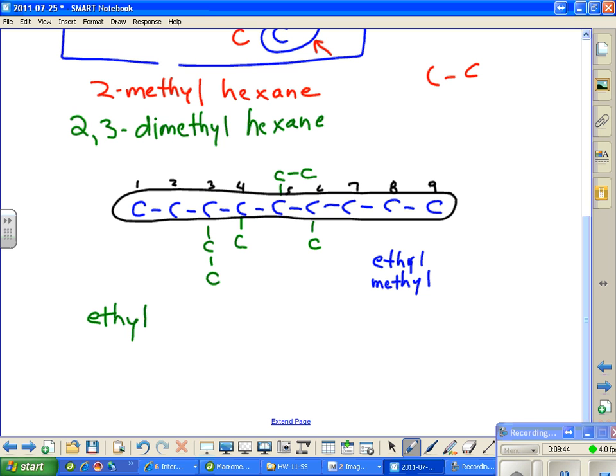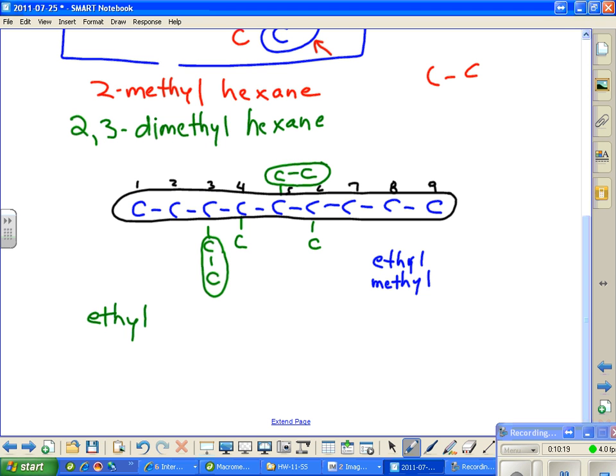Now we know what the substituent is. How many of them do we have? There's 2 ethyls. Let's circle them. There's an ethyl, and there's an ethyl. This guy's pointing straight down, and this guy's off to the side. That's the way it works. They're both ethyls. They're both 2 carbons long, right? Each of them is 2 carbons long.